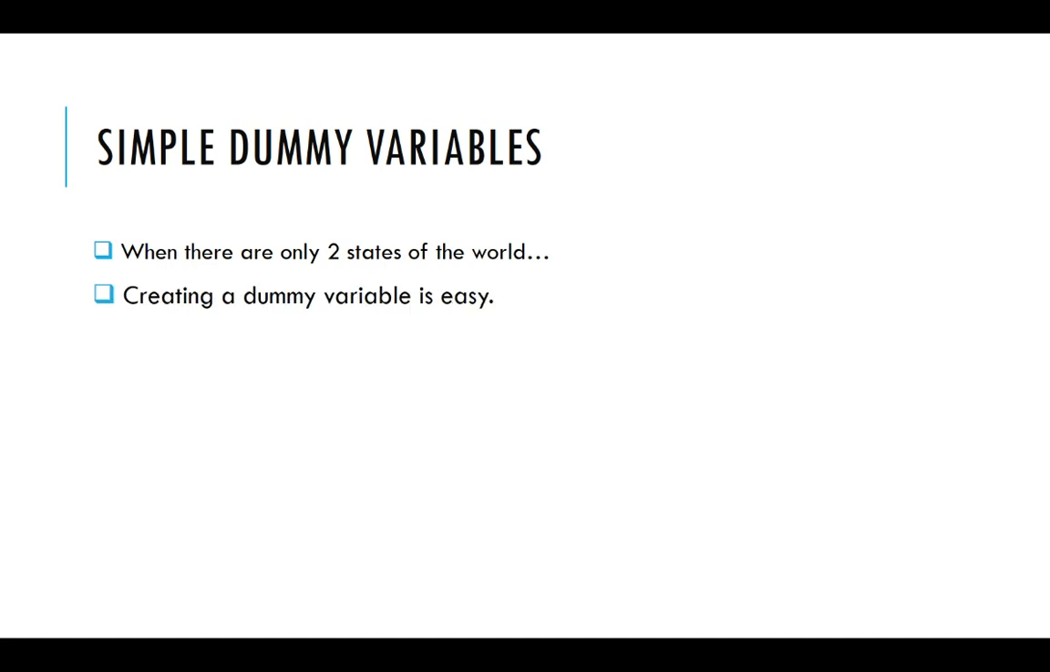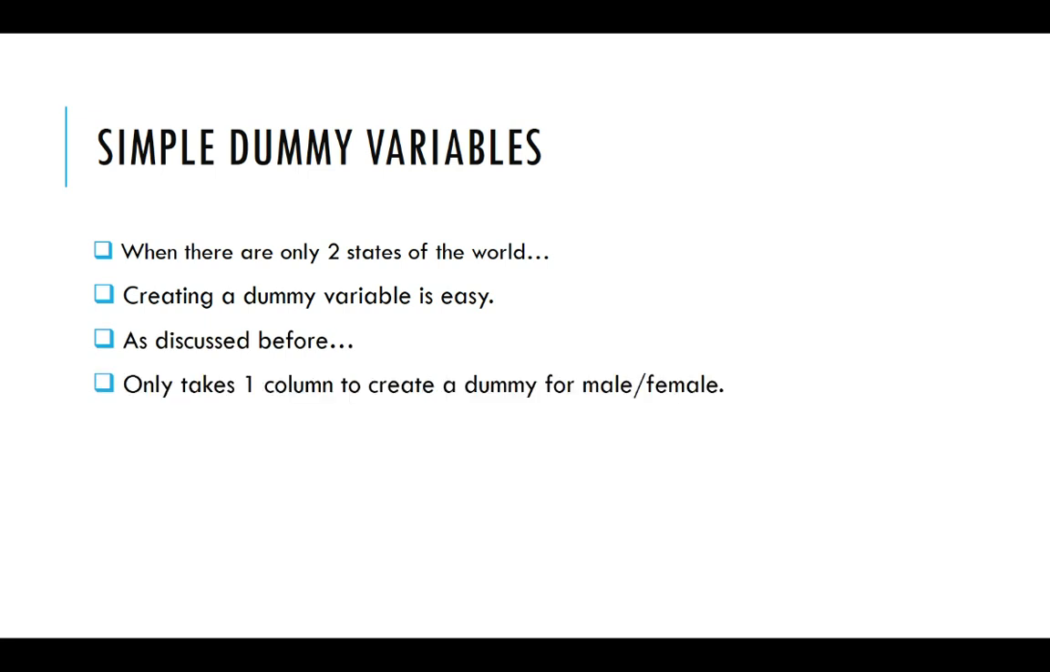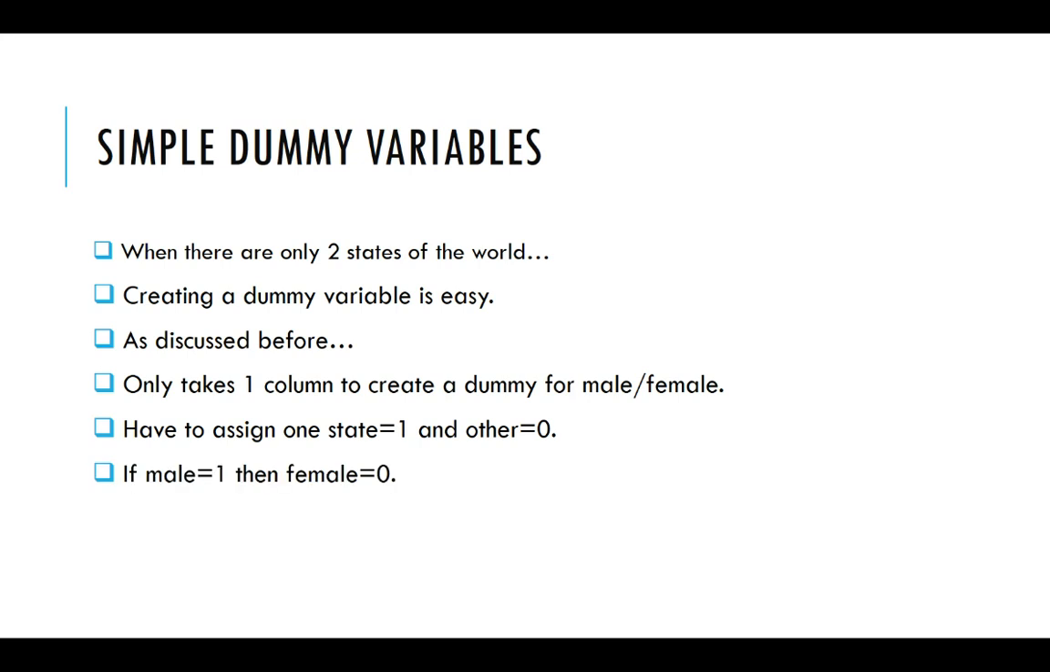And creating this dummy variable is pretty easy. So as we've discussed before, it only takes one column to create a dummy variable for male or female. If I only have two options, male or female, then remember what we have to do. We have to assign one state equal to 1, and the other equal to 0. So maybe I decide to code male equals 1 and female equals 0. Of course, it could be the other way around.